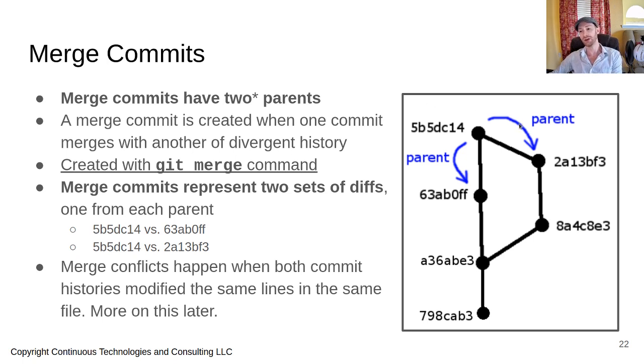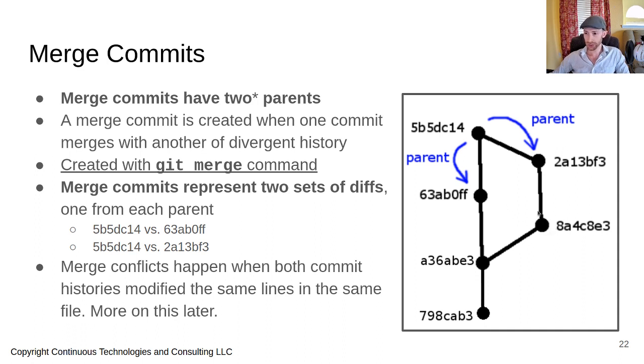So you can see here on the right, we have a divergence in history. At some point, someone created the 798 commit, and then they created the A36 commit. And then at some point, two commits were created off of that, meaning the code changed to become 63A, but it changed a different way to become 8A4. This might be an example where two coworkers are working off the same state of A36. They do two different things, and they get two different commits out of it.